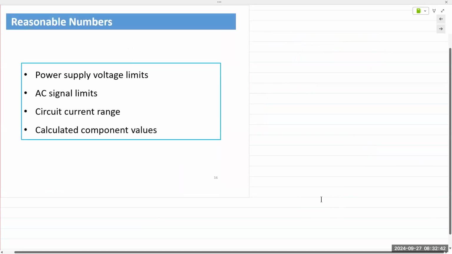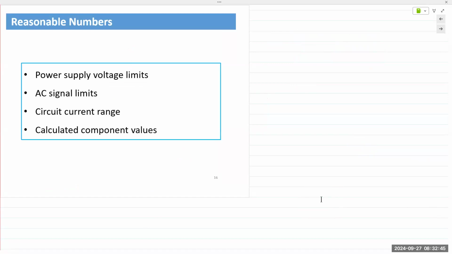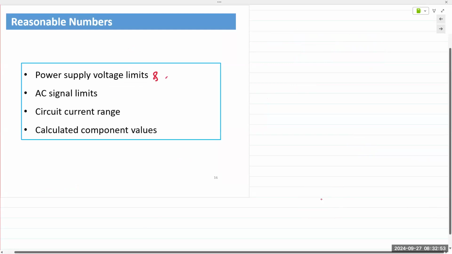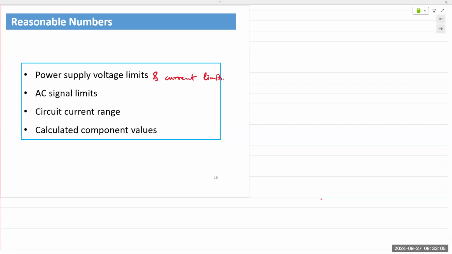All right. This is also this slide. Reasonable numbers is something that I just actually spoke about, right? You have to be cognizant of the power supply voltage limits and current limits. Your power supply is only supplying 10 volts. You would not be able to have more than that power supply voltage anywhere in the circuit. With given exceptions, okay? We look at clamper circuits when you get to diodes in chapter 3. There it is possible to have voltages that could be larger than the supply voltage.